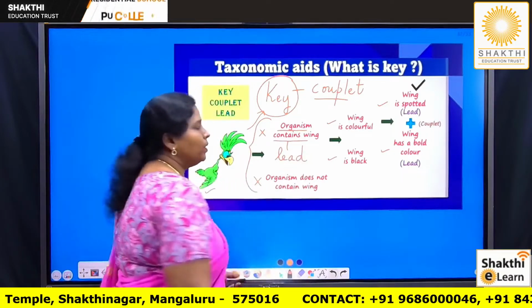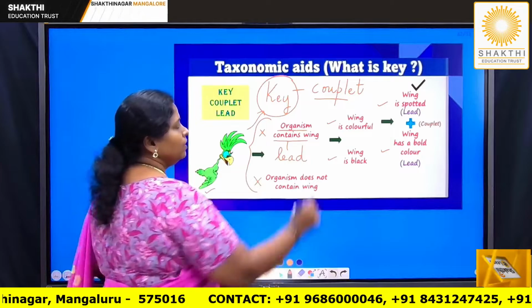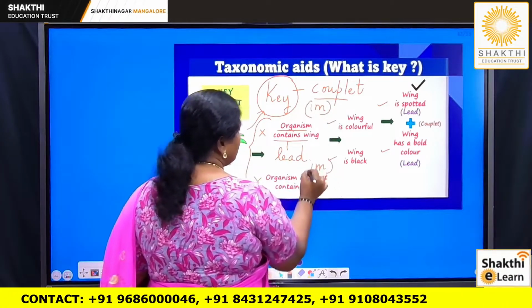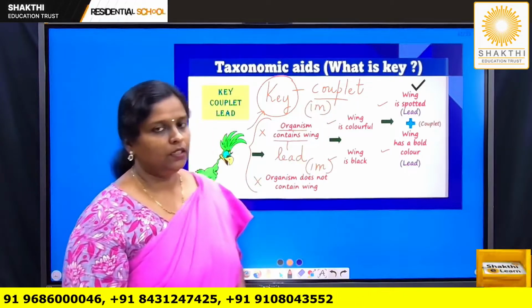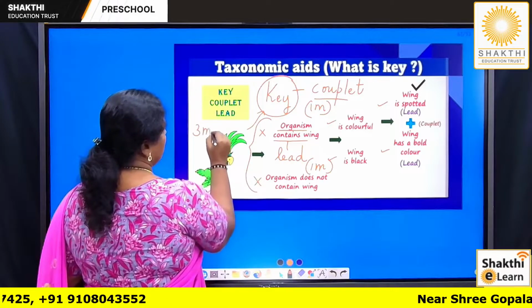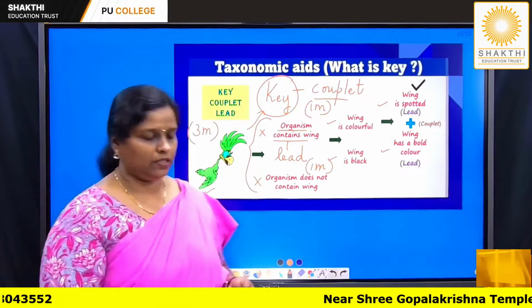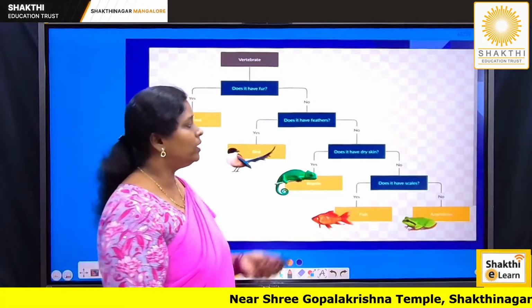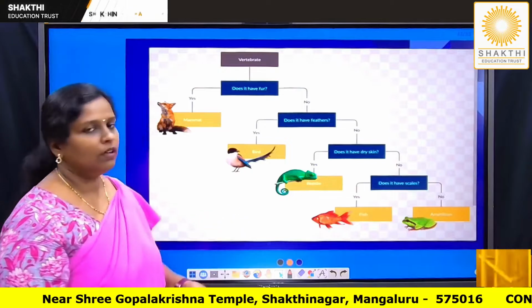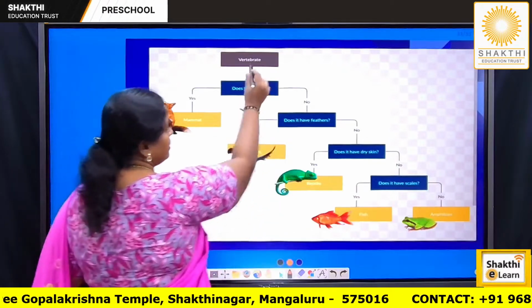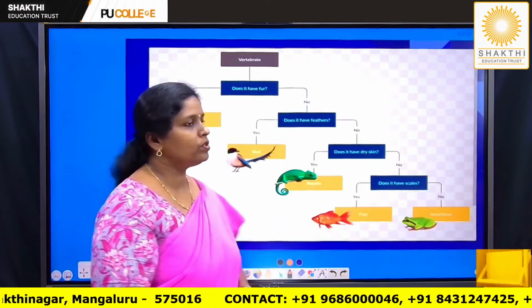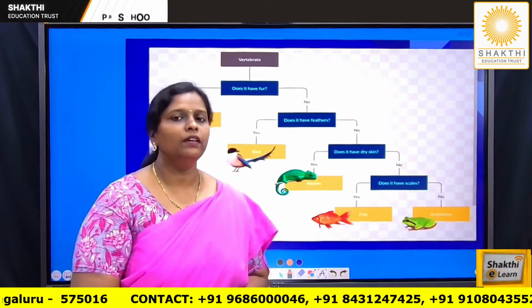So these two are very important for your exam, students. For definition, what is a couplet? 1 mark. What is a lead? Or write the difference between couplet and lead. The entire concept of key can be expected for 3 marks. Write a note on key as a taxonomic aid. In this particular image, one more taxonomic key has been represented. There are different taxonomic keys for different organisms. As I said, different characters are represented. Based on the characters, the person will have an easy approach to identify the plant or the animal.